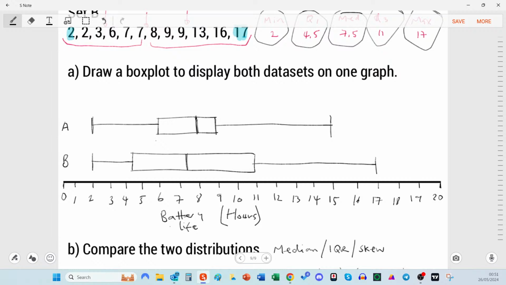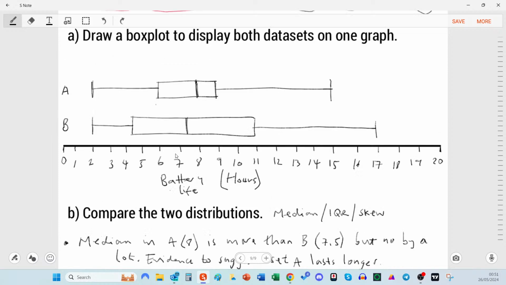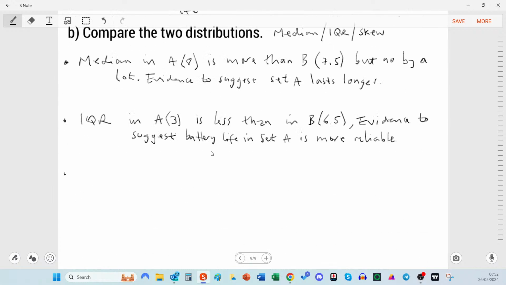And it's not necessarily about the minimum or maximum, it's about the box part, which represents most of the data, which is 50% of them. So in that regard, I'm going to say that the battery life for A is more reliable. Evidence to suggest A is more reliable. That's a good one. And then finally, we have the skew, which is a great one.